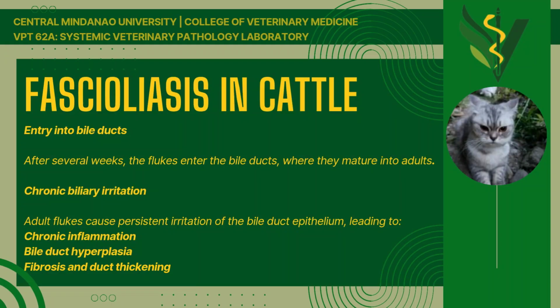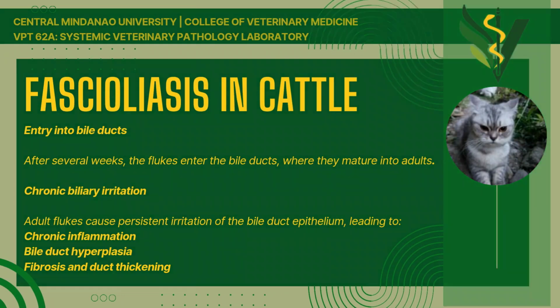They then would cause chronic biliary irritation, wherein the adult flukes cause persistent irritation in the bile duct epithelium, leading to chronic inflammation, bile duct hyperplasia, fibrosis, and duct thickening. So this is where they irritate the biliary ducts, wherein they would lodge themselves or obstruct the ducts, causing irritation, inflammation, and thickening or fibrosis.